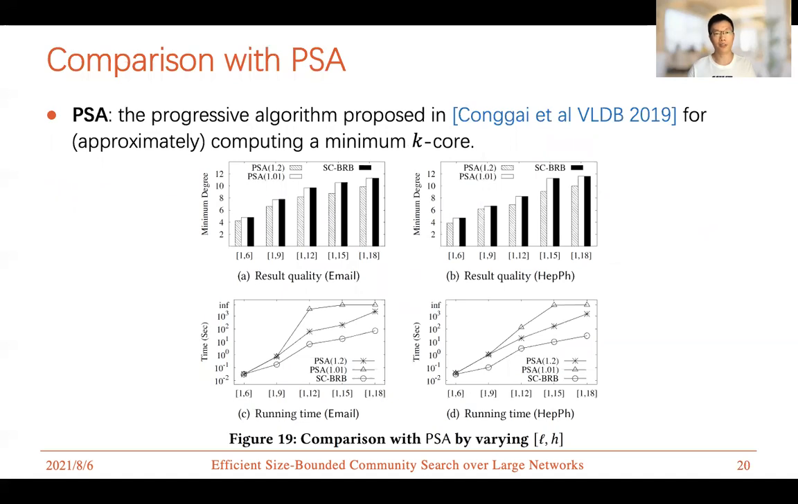Next is a comparison with PSA, the progressive algorithm proposed in another paper for approximately computing a minimum K-core. We report the performance of PSA with different approximation ratios, 1.2 and 1.01. We can see SC-BRB outperforms PSA 1.2 in terms of both result quality and running time. PSA 1.01 has the same result quality as SC-BRB due to the small value of the approximation ratio, but it's much slower than our algorithm.